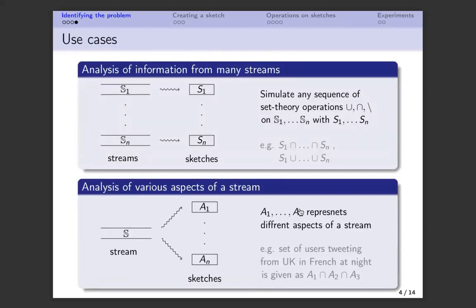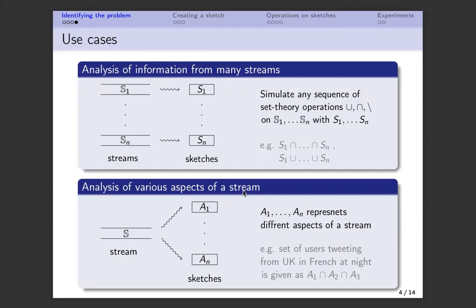The typical use case for such operations on sketches is connected to the analysis of information from many data streams. Namely, we can simulate set theory operations on a number of streams based only on their sketches. In particular, we can ask for the union or intersection of all streams.